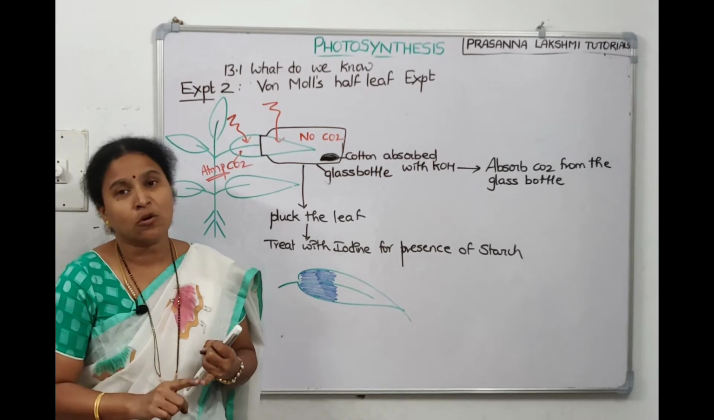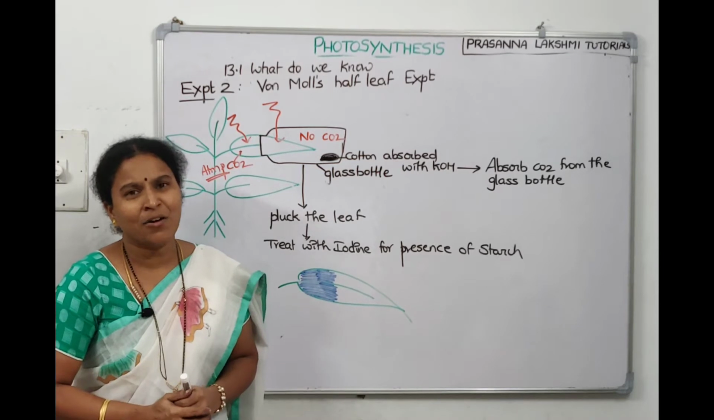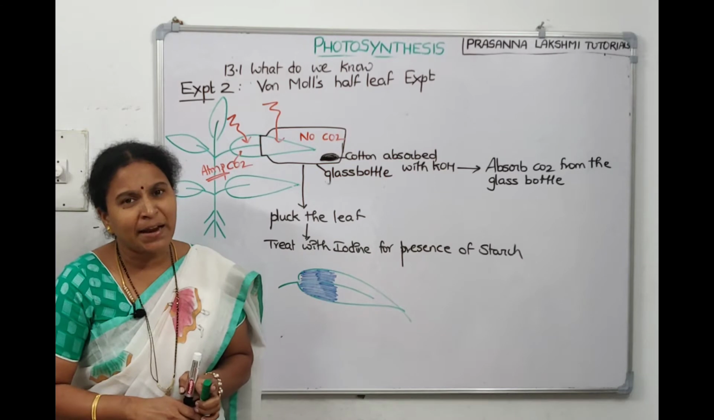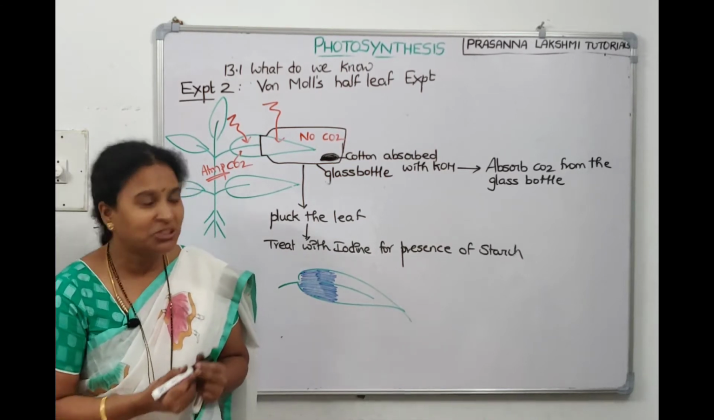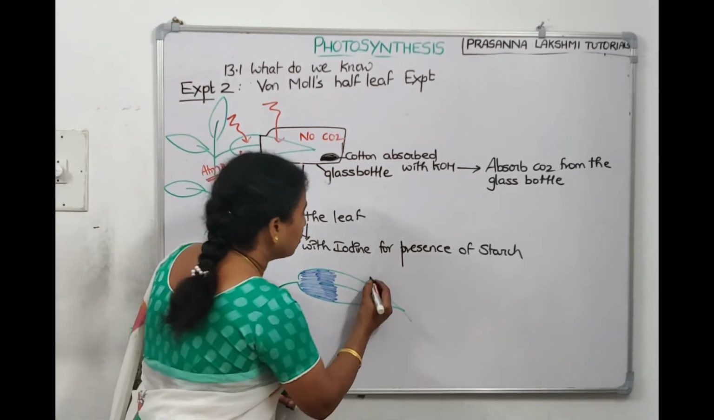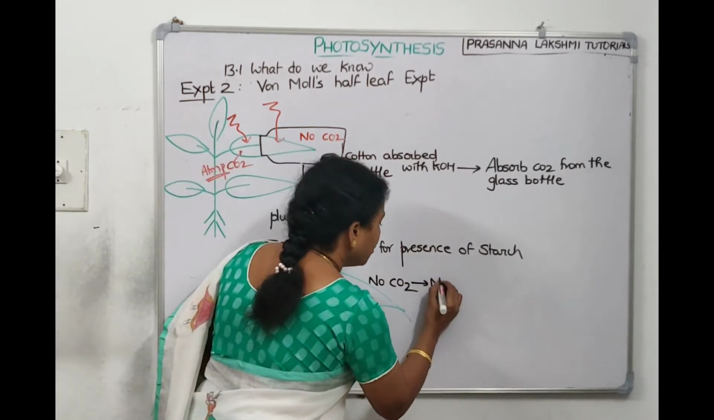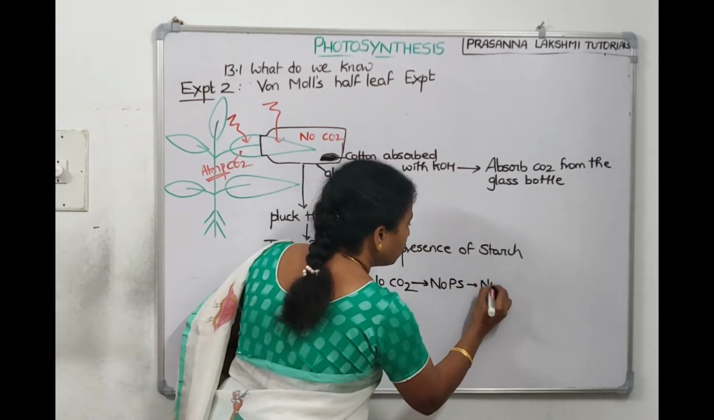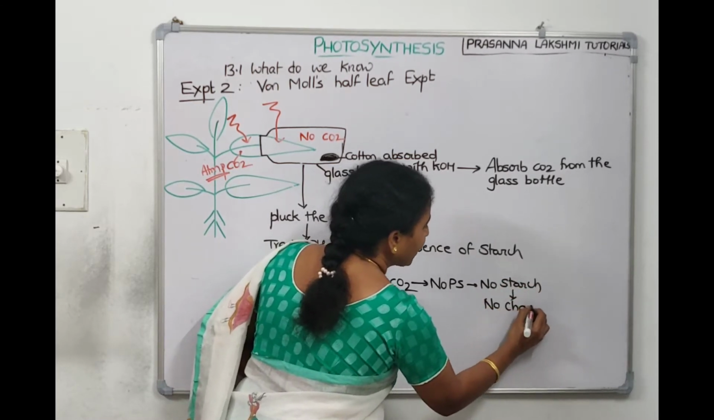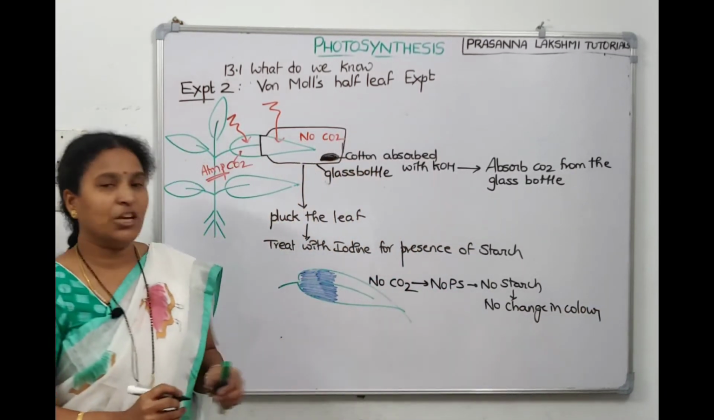But then light is also going, but carbon dioxide is not there. Carbon dioxide is what is reduced to carbohydrate, no? But KOH has absorbed that carbon dioxide. So will it give blue color with iodine or no change in color? No change in color. The remaining half which is inside the bottle has no carbon dioxide. Since there is no carbon dioxide, no photosynthesis, so no starch. If there is no starch, no change in color. There will not be any change in color.